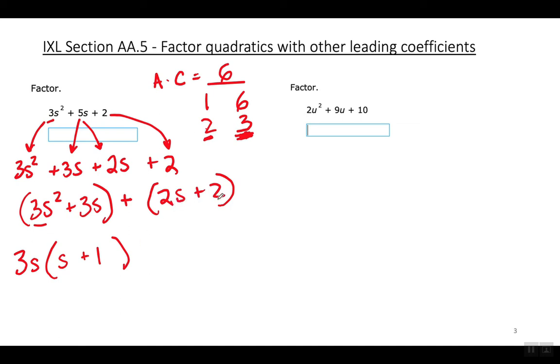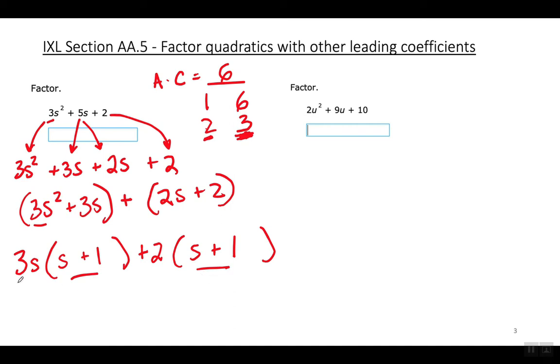¿Qué es el factor más grande que tienen en común estos dos términos? El 2. Así que ahora me pregunto, 2 por cuánto me da 2s, 2 por s me da 2s. Y 2 por cuánto me da 2, 2 por 1. Y siempre te tiene que dar la misma cosa en los dos paréntesis. Si no te da la misma cosa en los dos paréntesis, hiciste algo mal.